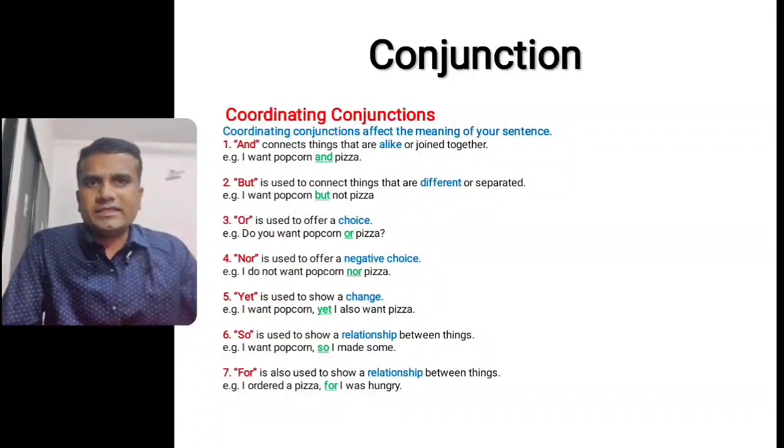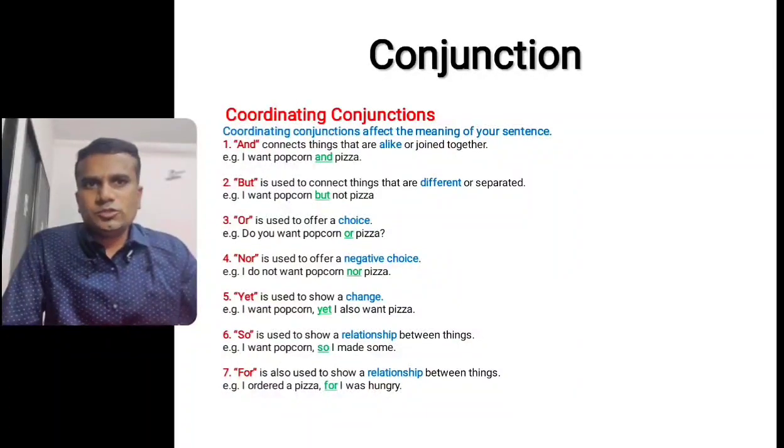The next coordinating conjunction is "yet". It is used to show a change. For example, I want popcorn, yet I also want pizza. You will see there is a change in the sentence, and "yet" is used to show the change. The next coordinating conjunction is "so".